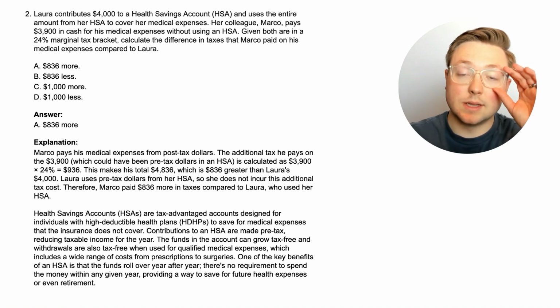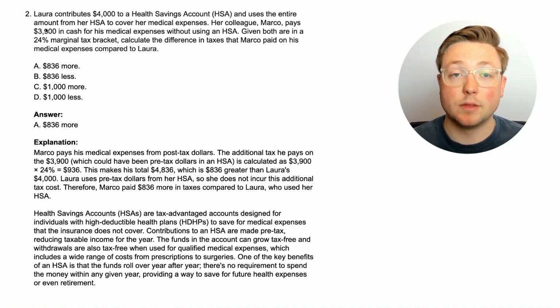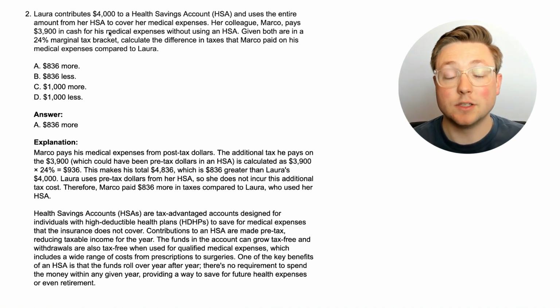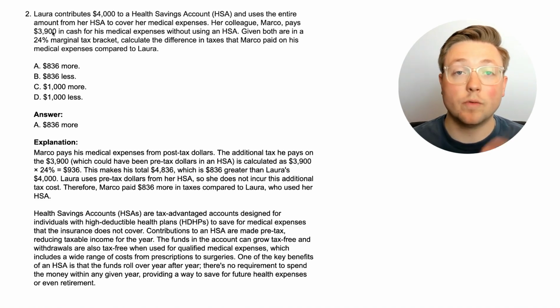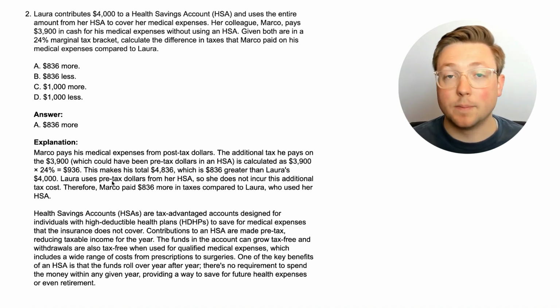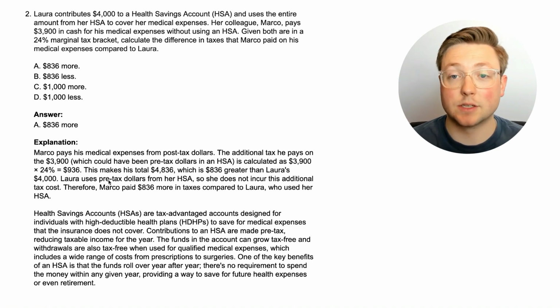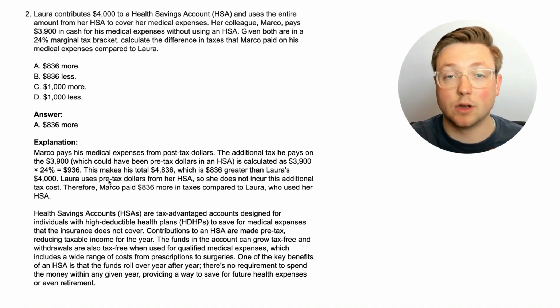And by the way, the reason that works is that he already paid taxes on this $3,900, and now he's spending money to pay for medical expenses. So overall, he's spending a lot more money when you include the taxes. Whereas Laura, she only uses the $4,000 that was pre-tax. She never pays tax on it, so she's just using the $4,000 and that's it.